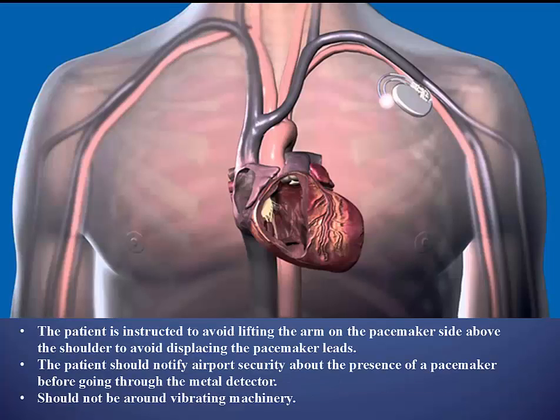A patient with a pacemaker should be instructed to avoid lifting their arm on their pacemaker side above the shoulder to avoid displacing the pacemaker leads. The patient should notify airport security about the presence of a pacemaker before going through the metal detector and should not be around vibrating machinery.